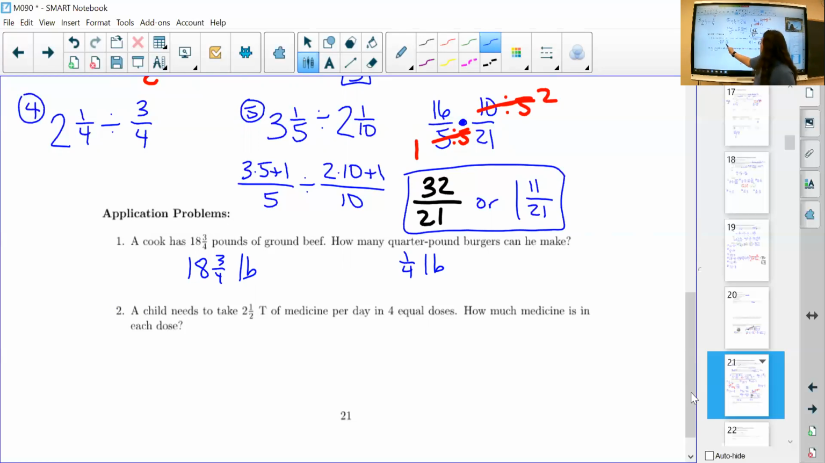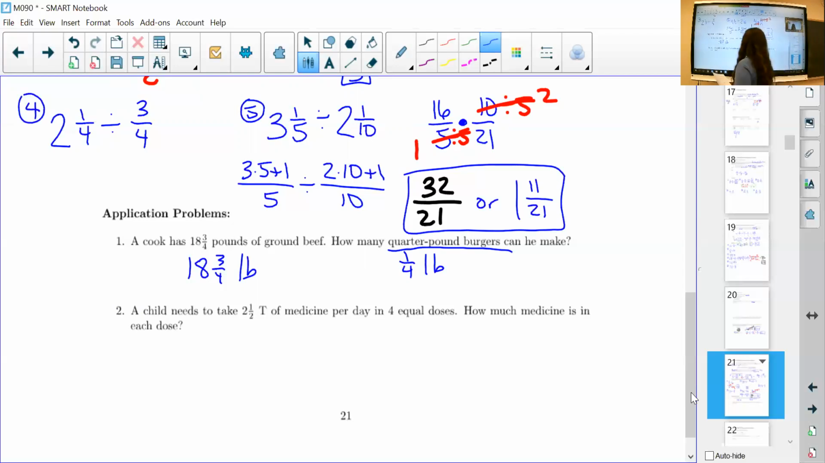Keeping in mind, we convert that to improper, keep, change, flip. In the end, we get an answer, and make sure that that answer has a label. However many 1/4 pound burgers. I'll give you a moment to do that.